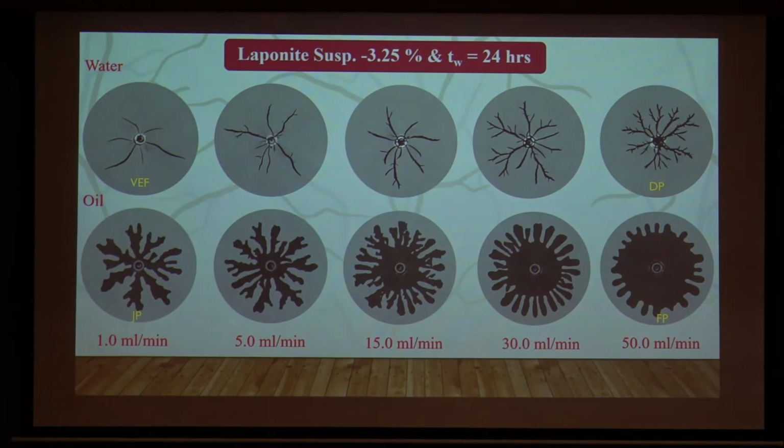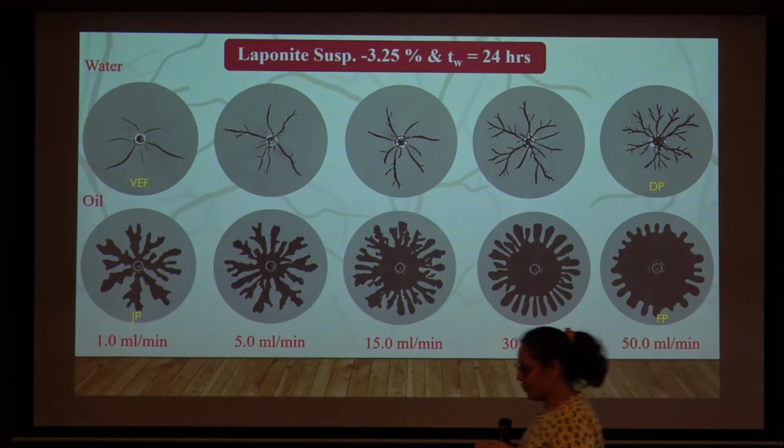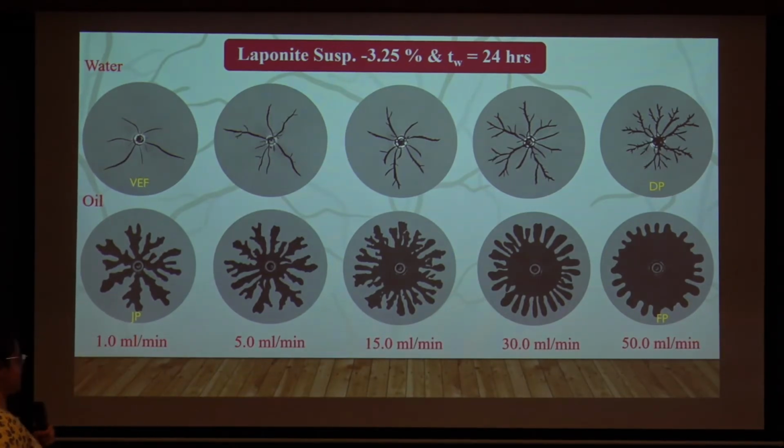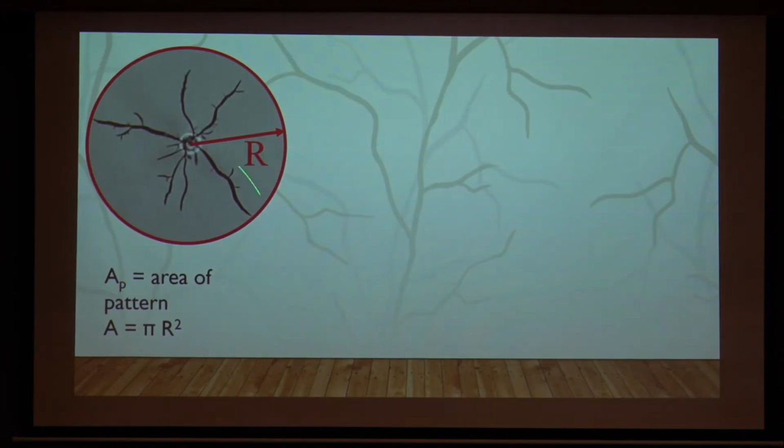Similarly, over here, we have observed the same transition from jagged pattern to the flower pattern with increasing flow rate. So just by using a single fluid pair and using its aging property, we have observed this wide range of interfacial patterns. Now, we have seen these features, right?